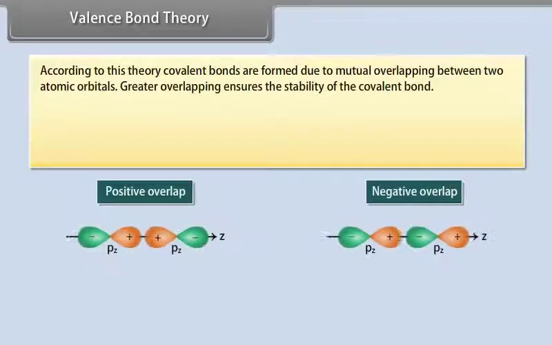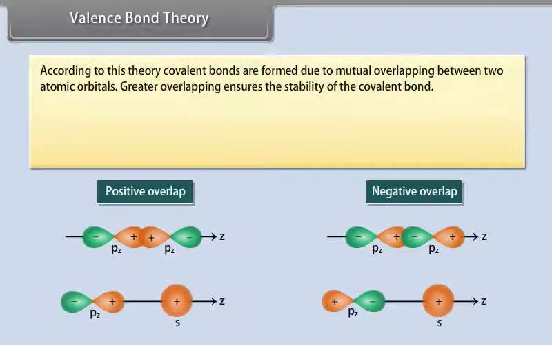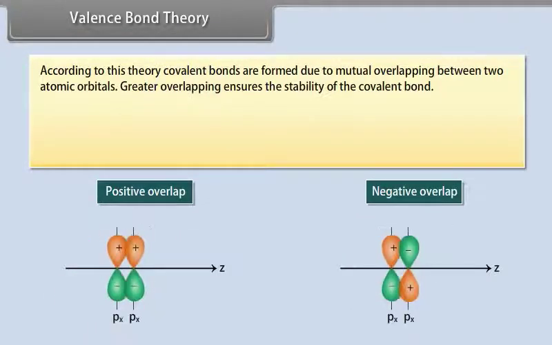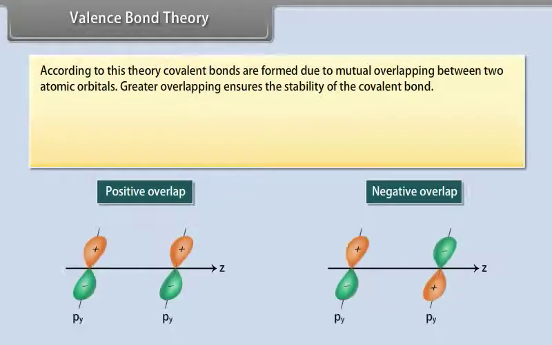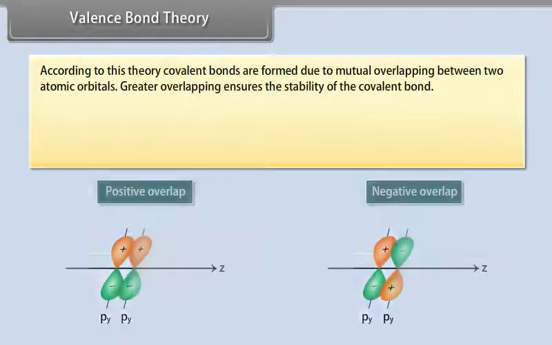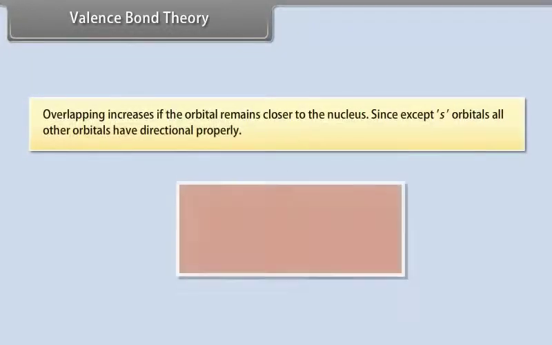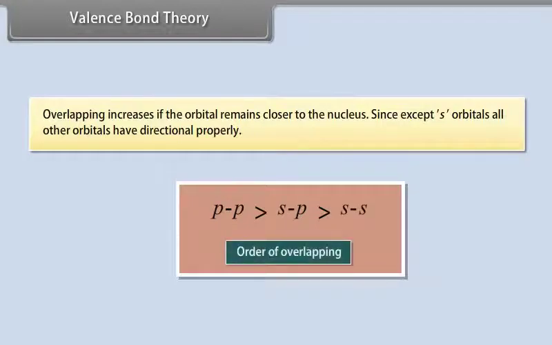Valence bond theory. According to this theory, covalent bonds are formed due to mutual overlapping between two atomic orbitals. Greater overlapping ensures the stability of the covalent bond. Extent of overlapping depends upon nature of orbitals and nature of overlapping. Overlapping increases if the orbital remains closer to the nucleus. Except s orbitals, all other orbitals have directional property.